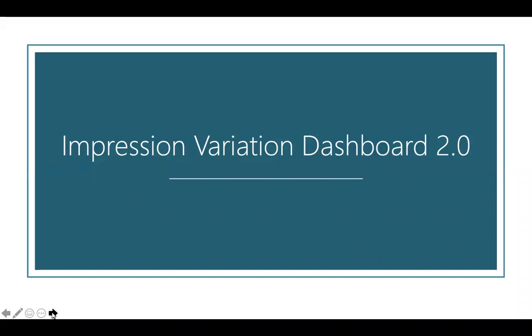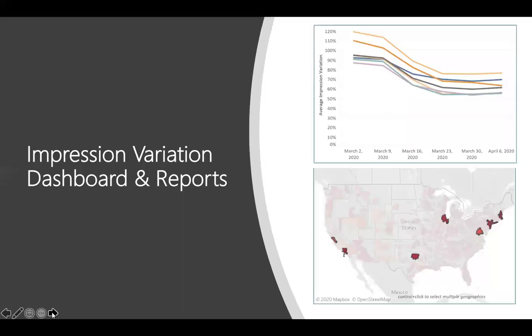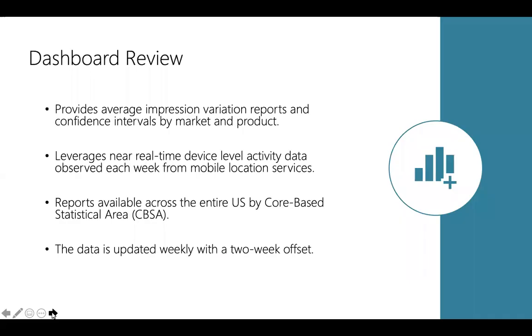And talking about seasonality is going to be important when we release the impression variation dashboard this year, because we have heard a lot of feedback from the experience in 2020, people were looking for a little bit more information. So if we go to the next slide. We'll still have the same information. We're still going to be providing average impressions variations with confidence intervals by market and by media product. This is still going to be leveraging the near real-time mobile device activity each week.